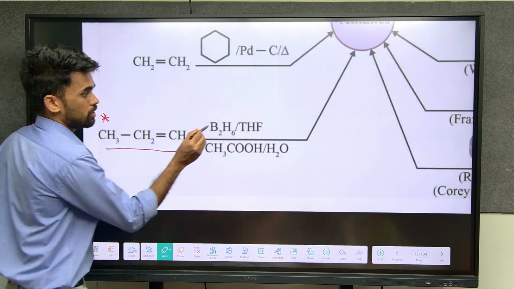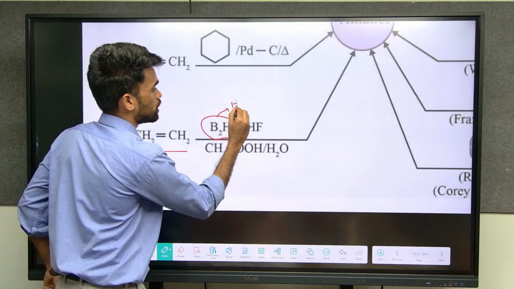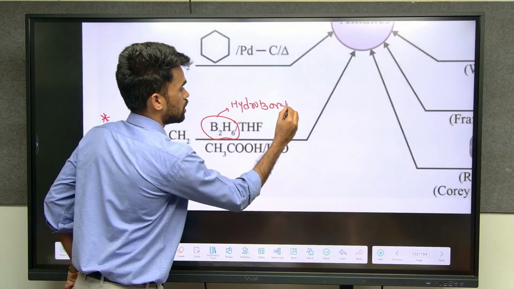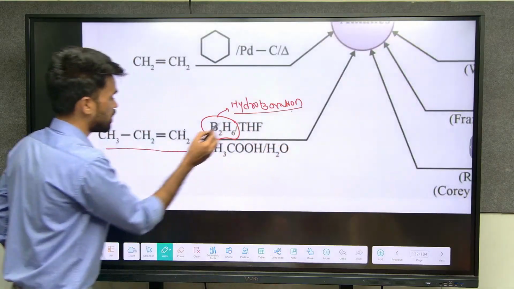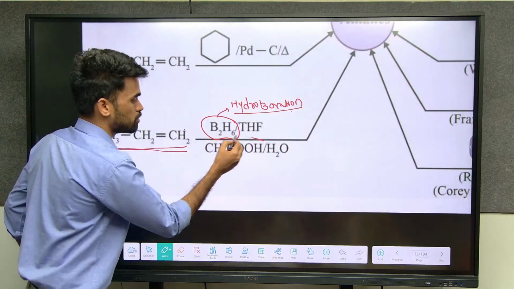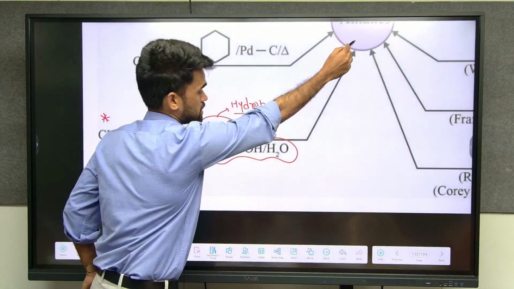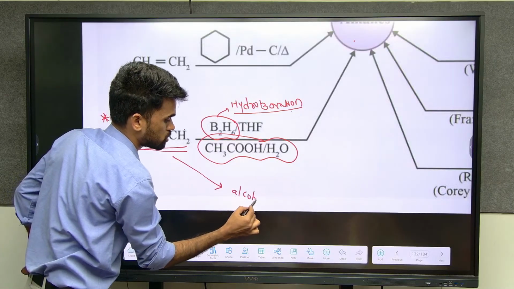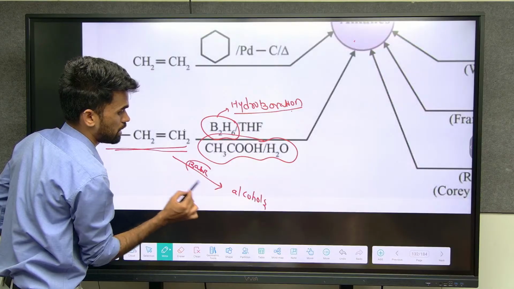Alkenes using B2H6, this is called hydroboration reaction. What is that reaction? Hydroboration of alkenes. What I am saying? Hydroboration of alkenes in acidic medium, in which medium? Gives you alkanes. In basic medium gives you alcohols. In which medium gives you alcohols? Basic medium. Okay, I will tell you about basic medium later.